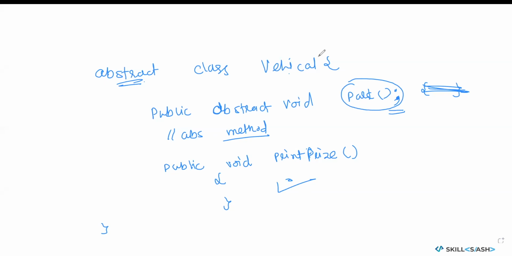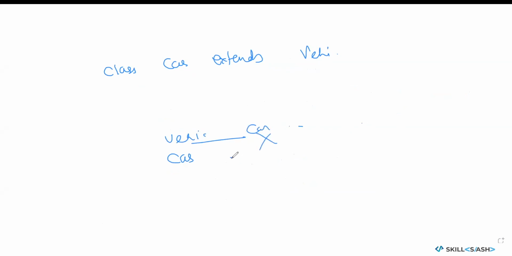How will this method or this class be used? Again, as I was telling, class Car extends class Vehicle, and the same way you can use it. But in your main class, wherever the public static void main is, you cannot create a Vehicle object. Vehicle car equals new Car, you cannot. You have to use Car car equals new Car.